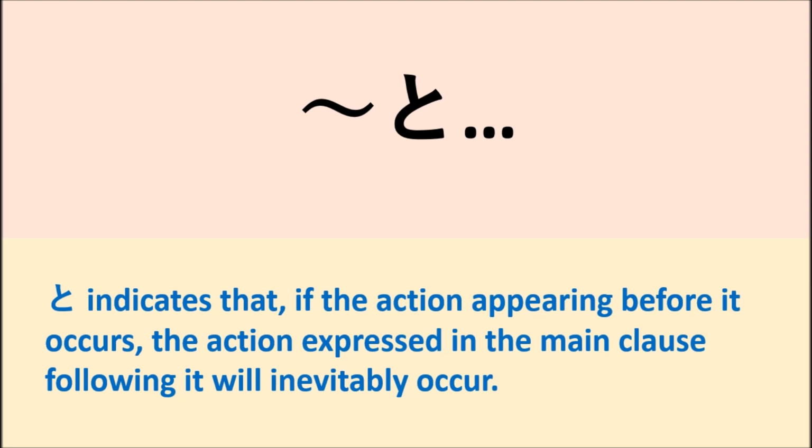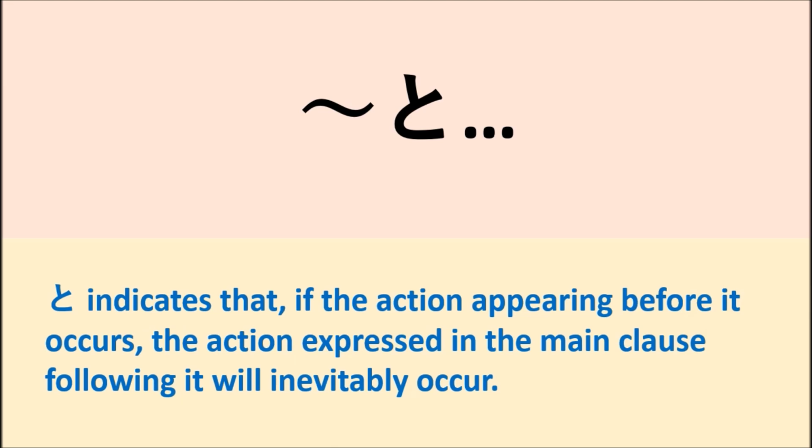As you see here, they explain that nani nani to is used to indicate that if the action appearing before it occurs, the action expressed in the main clause following it will inevitably occur. So when you use nani nani to, you have two parts of the sentence, and the second part is the main clause of the sentence.